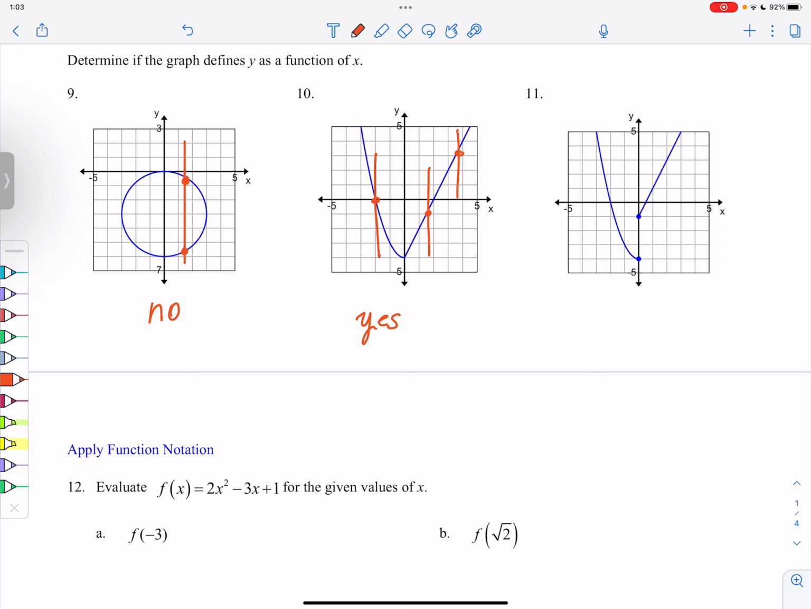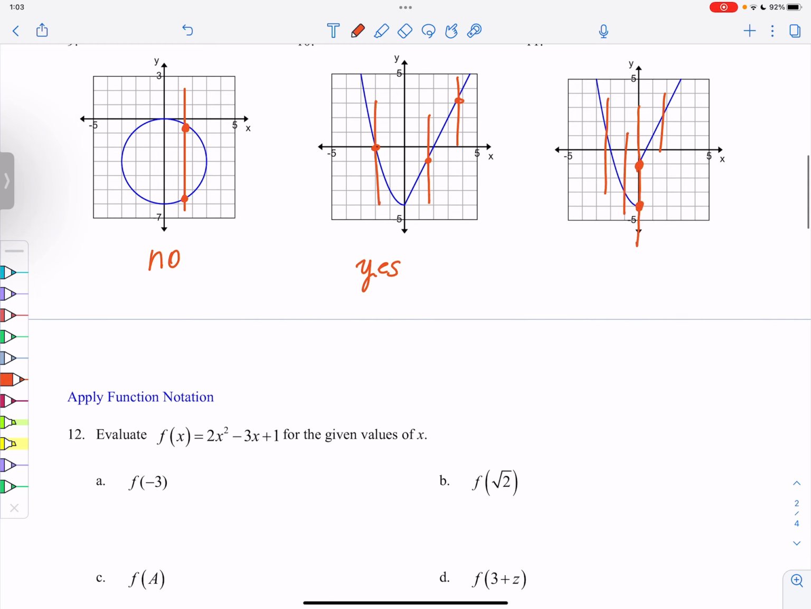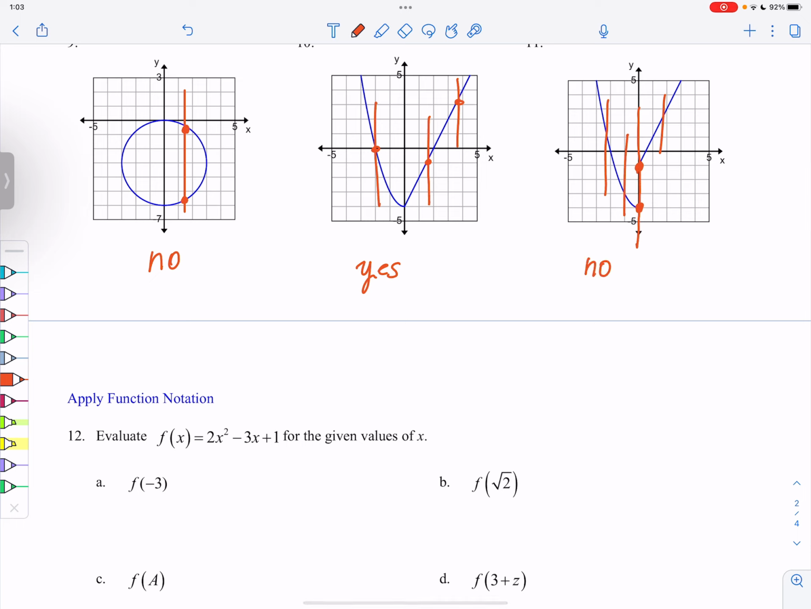Now in number 11, we have to be careful because we only hit the graph once there, once there, once there. But look at this. If we draw a line there, we've actually hit 2 points on the graph. So this is a no.